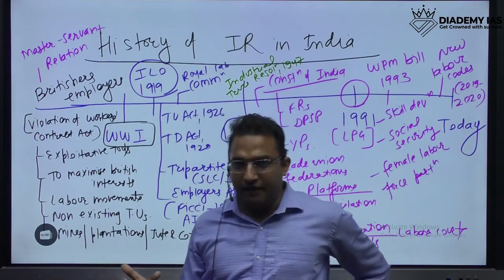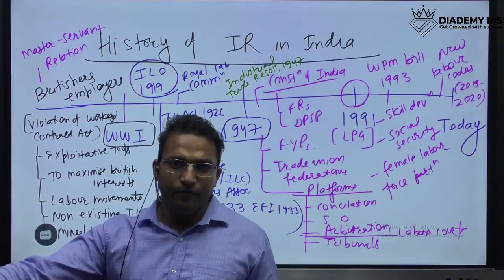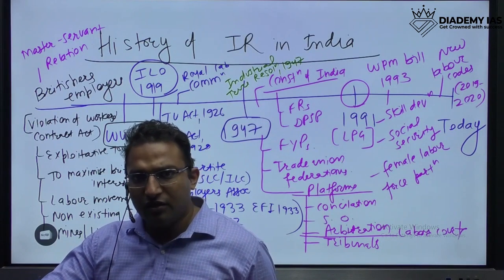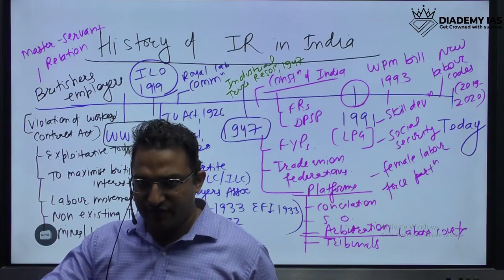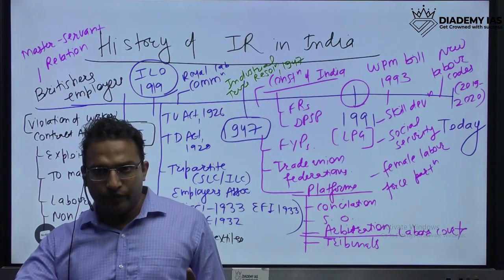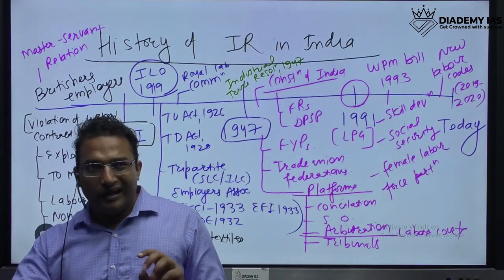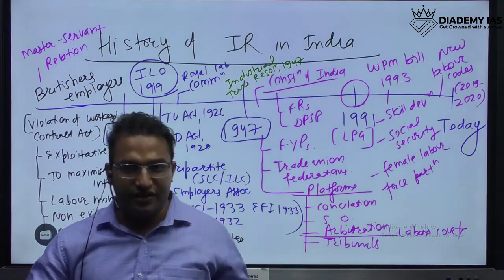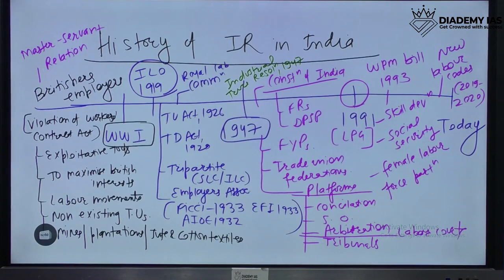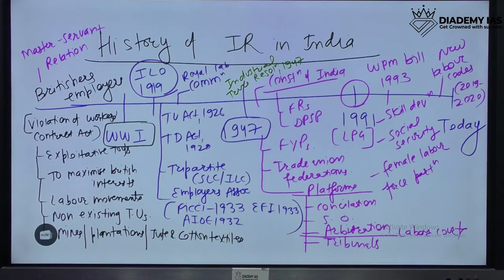as World War One was ending, in this time we had three important events. Number one, because of World War One, labor got the exposure of outside countries. And they observed how the labor unions, the trade unions, are working outside India. So they got an idea of the working of labor unions outside India.